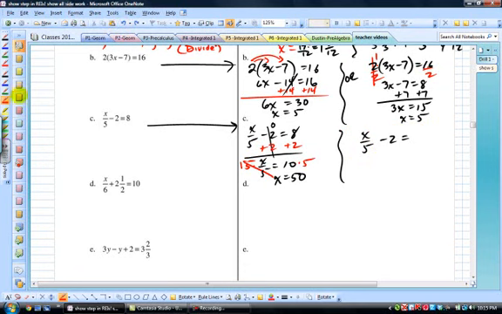Okay, so let me put the original equation right there. I want to multiply both sides by 5. So here's the left, and that's the right, and I've got to distribute here. So here we go. 5 times x is 5x divided by 5. The 5's cancel, you get x. 5 times 2 is 10, and 5 times 8 is 40.